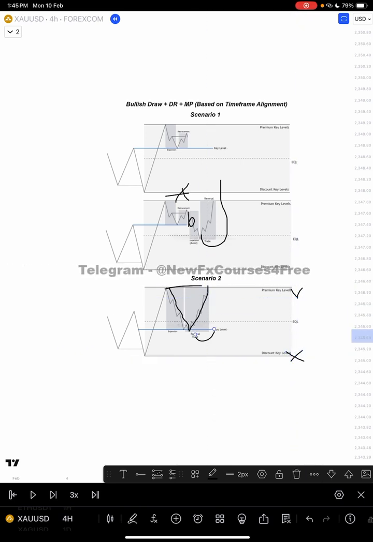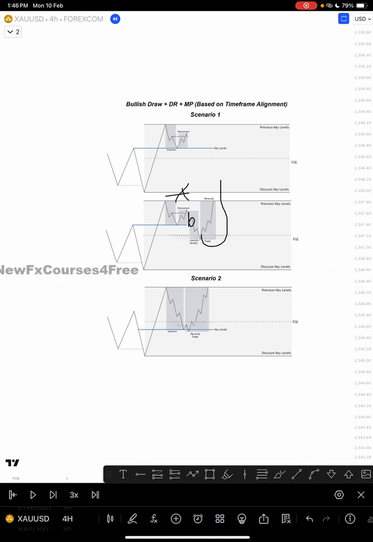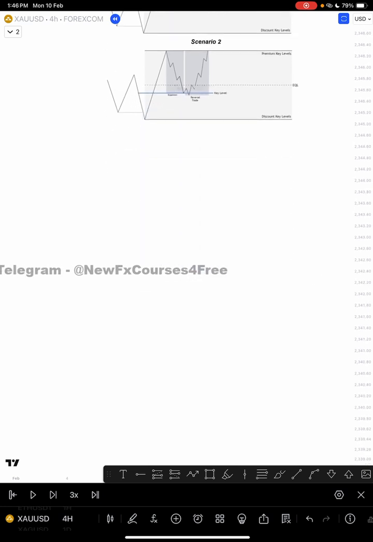Here, this is what most people actually trade. Key level on the discount region, trade higher, and you can target your daily range high for your drawn liquidity.